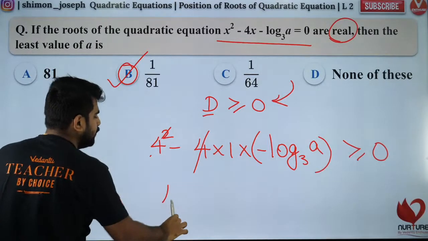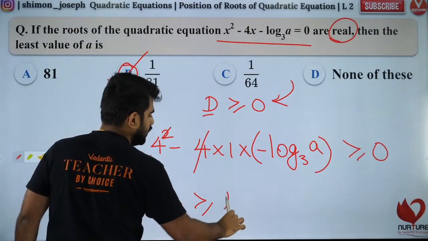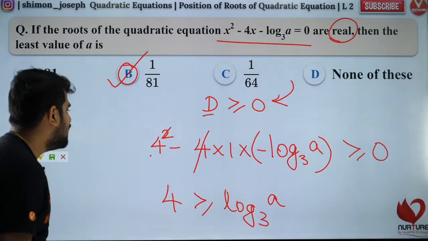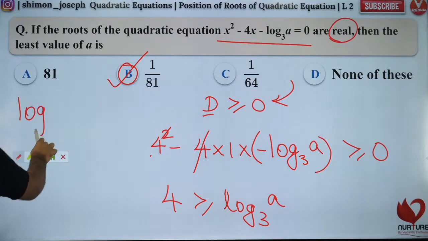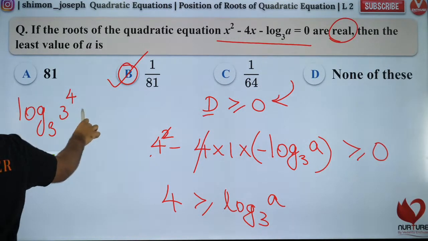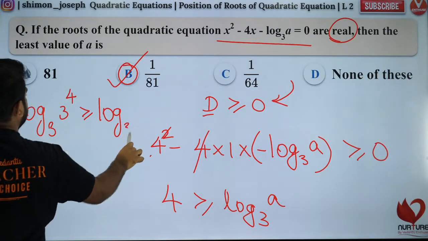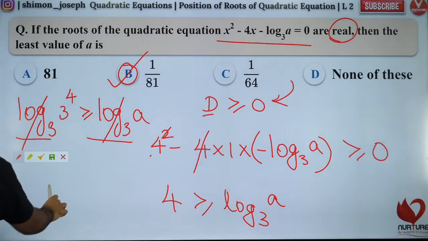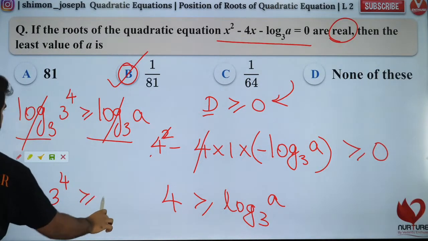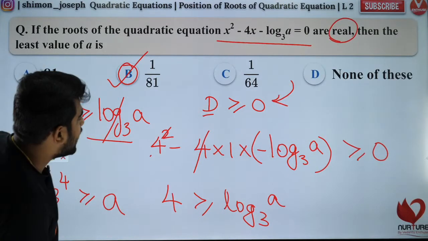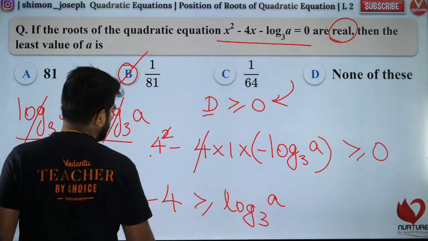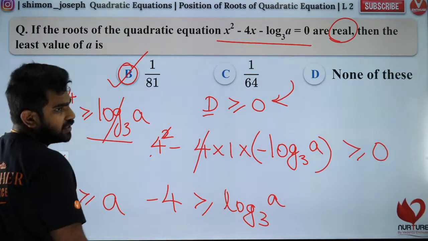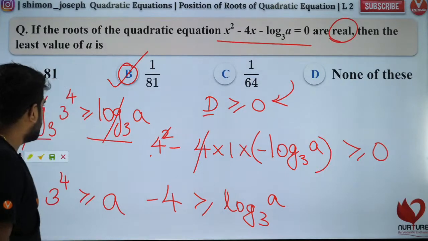So now you will get 4 is greater than or equal to log of A to the base 3. So now how can I write 4? I can write 4 as log to the base 3, 3 to the power 4. Now that is greater than or equal to log to the base 3 A. So log to the base 3 is an increasing function. So if I remove it, I will get 3 to the power 4 is greater than or equal to A. Got it? Is that right? Okay, I have a minus, guys. So I'll have to reverse it. Isn't that right? I'm sorry, I forgot the minus.